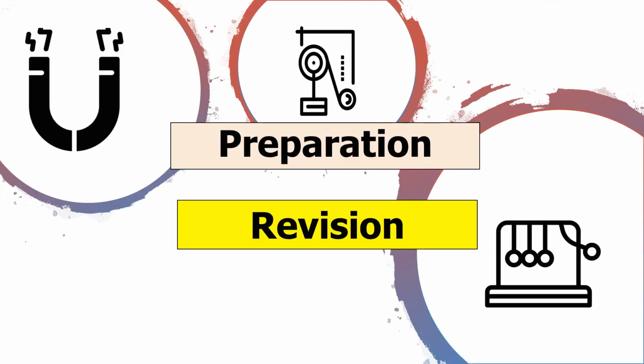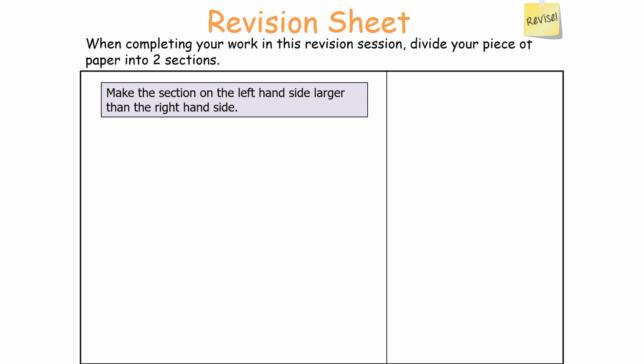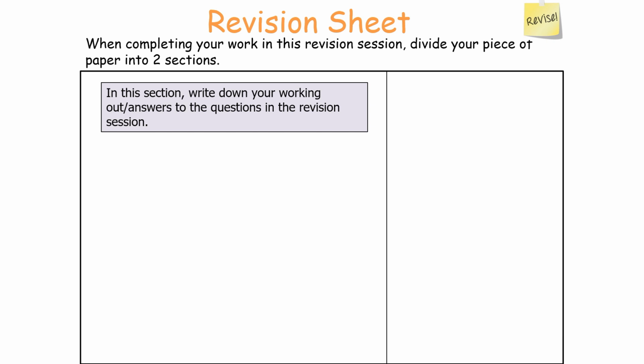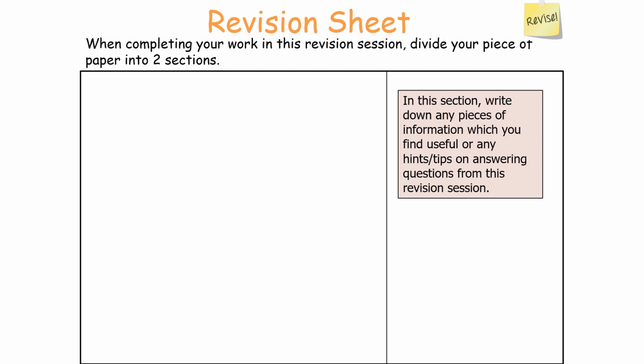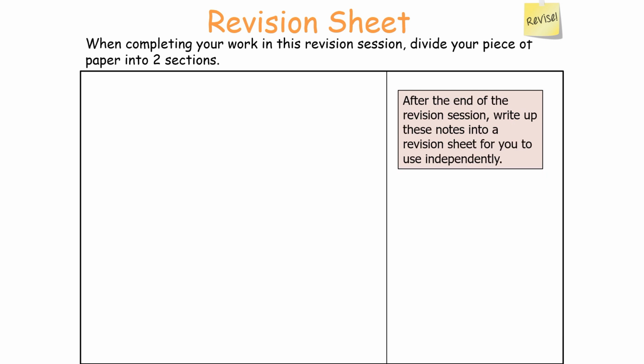So how do you prepare for this revision session? When completing your work in this revision session, divide your piece of paper into 2 sections. Make the section on the left hand side larger than the right hand side, and then on the left hand side write down your working out and answers to the questions in the revision session. Now when you're doing this, make sure you write in full sentences and show your full working out, whilst in the right hand side write down any pieces of information which you find useful or any hints and tips on answering questions from this revision session. At the end of the revision session, I would advise that you write up these notes into a revision sheet for you to revise independently.